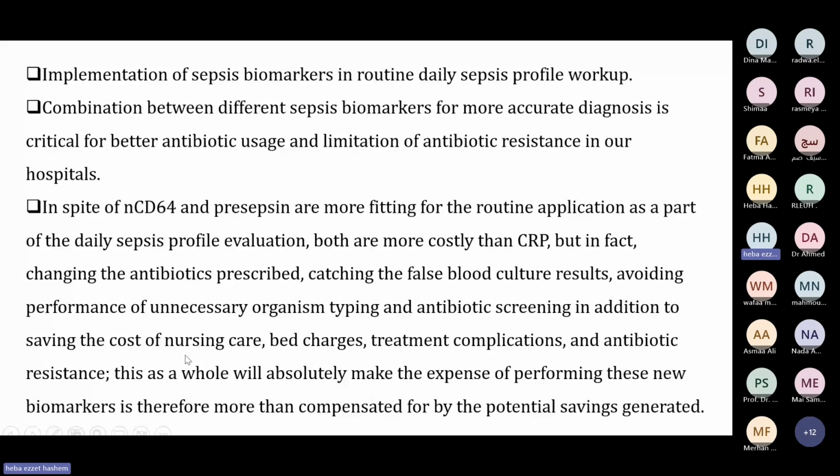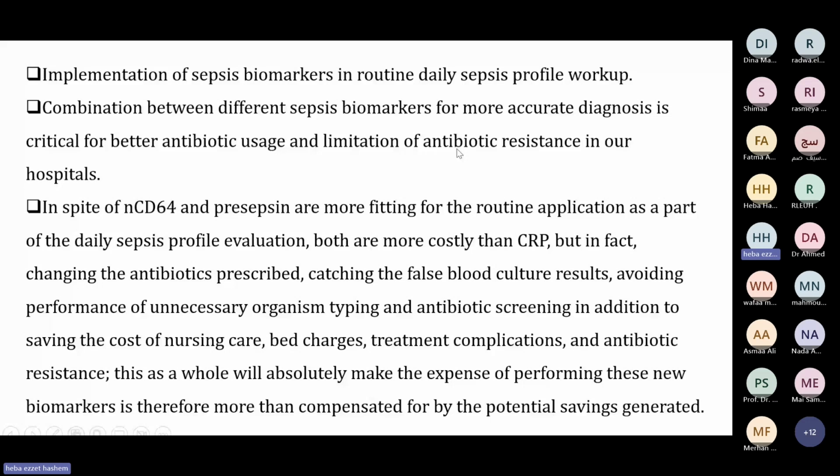Again, implementation of sepsis biomarkers in the routine daily sepsis profile workup is very important. The combination of the different sepsis biomarkers is recommended for a better outcome and for better clinical judgment, and to limit the development of antibiotic resistance in our hospitals.